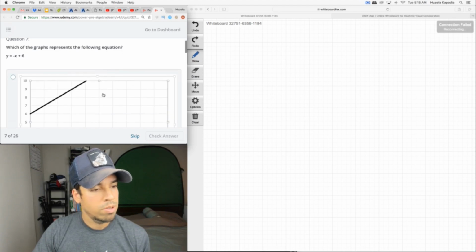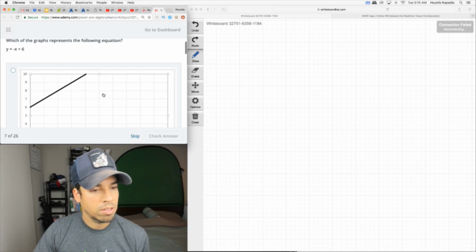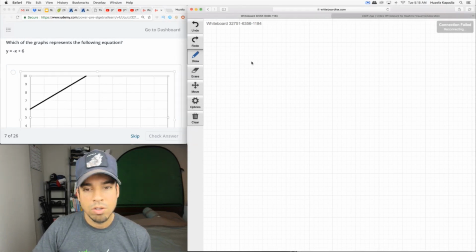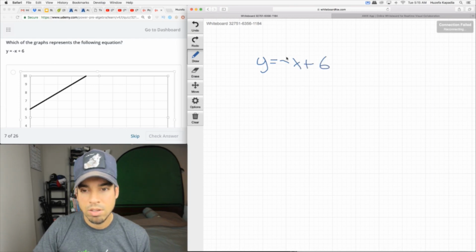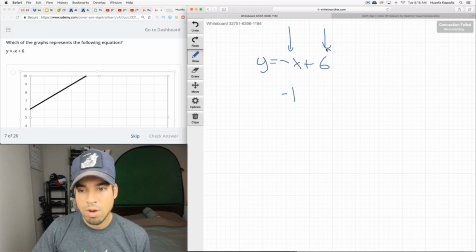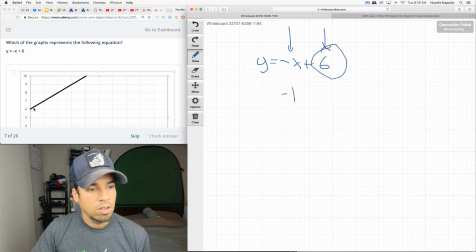All right, which graph represents the following equation? So we got y equals negative x plus 6. Let's think about this. In slope-intercept form, which is what this is in, it's plus 6. We've got a slope of negative 1, and here's my y-intercept, right? We got a y-intercept of 6. So we need to have an equation where we're hitting the y-axis at 6. We got a slope of negative 1.